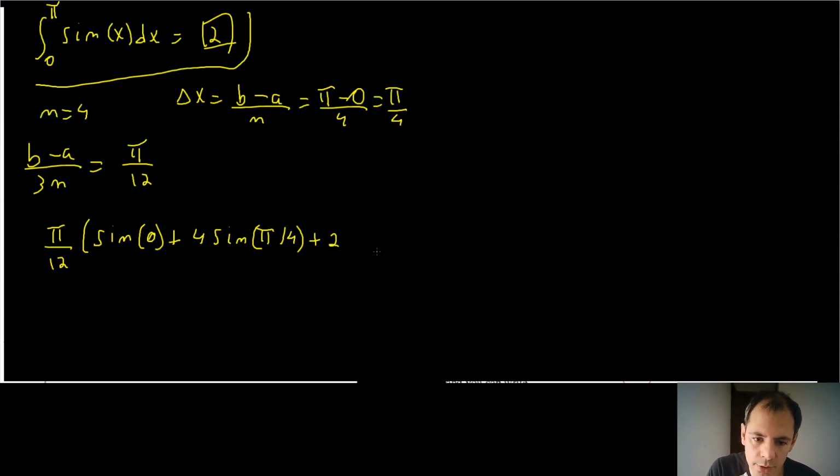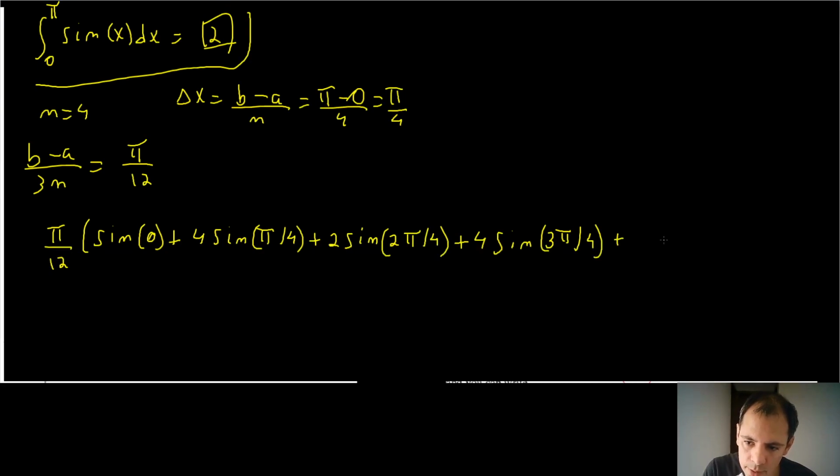So we keep going, plus twice sine of 2 pi divided by 4, because you're adding pi divided by 4 here, plus pi divided by 4, which is a delta x, 2 pi divided by 4, plus 4 sine of 3 pi divided by 4 plus the sine of 4 pi divided by 4. And that's it. Okay, this is going to be Simpson's rule approximation. So you can see that's 1, 4, 2, 4, 1. Okay, the coefficients are right.